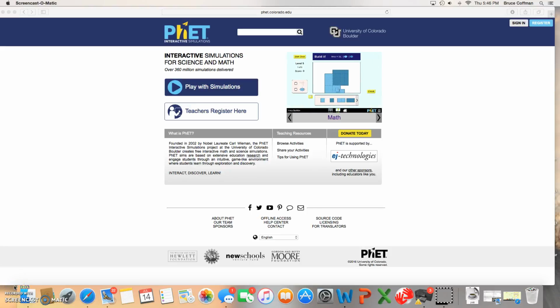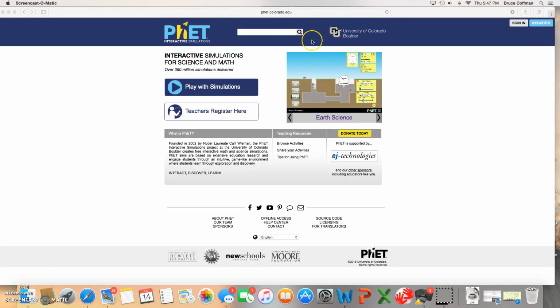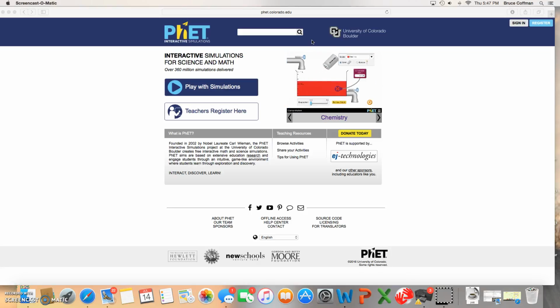I am doing the assignment and I'm introducing my first technology, which is PhET, P-H-E-T. If you notice that it is founded by the University of Colorado Boulder, this is probably a program that's about 8 to 10 years old. And so they have started developing a lot of different interactive simulations for math and science.